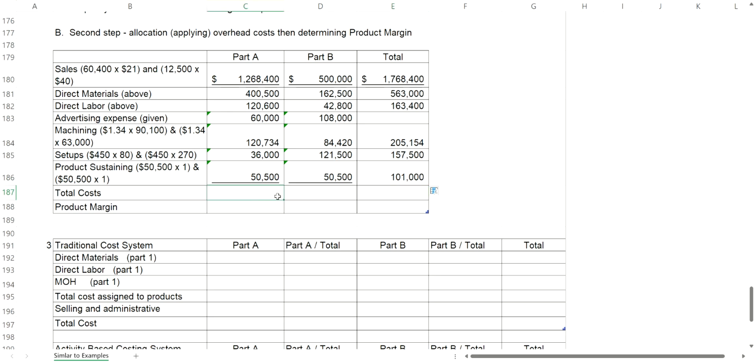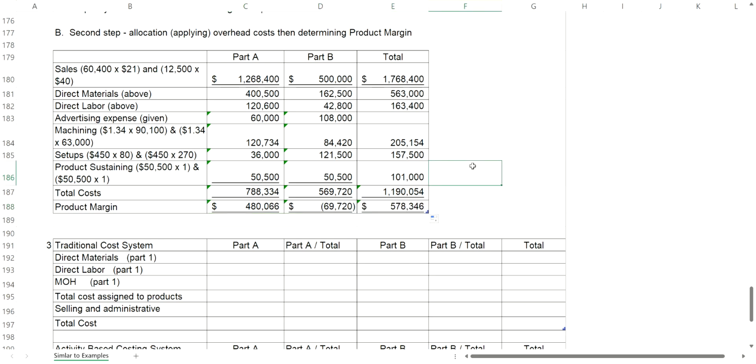Okay, so now I'll add the total cost, starting with direct materials, all the way down to product sustaining. And I'll just copy that across the board. And then to get the product margin, I will take sales minus the total cost. And I will do the same across the board. But let me go back and fix. I did forget to add the total for advertising expenses. So now that's included in the total, and that's auto-corrected with my formula.